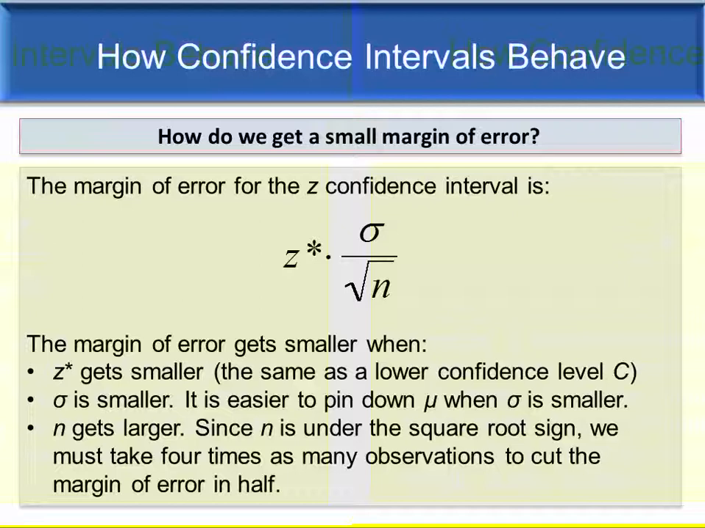It does make a note here that since n is under the square root sign, we actually have to take 4 times as many observations to cut the margin of error in half. So if you go from a sample size of 10 to a sample size of 100, you're going to see your margin of error shrink. And again, the law of large numbers helps us to identify that, because the larger the sample size, the more predictive the sample mean is going to be.